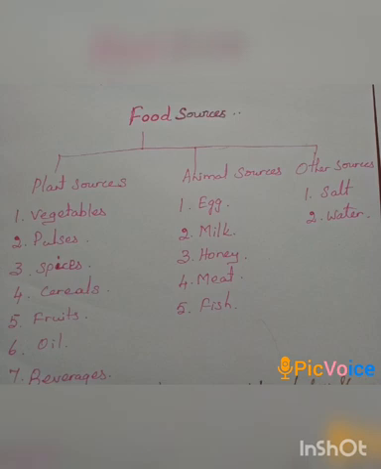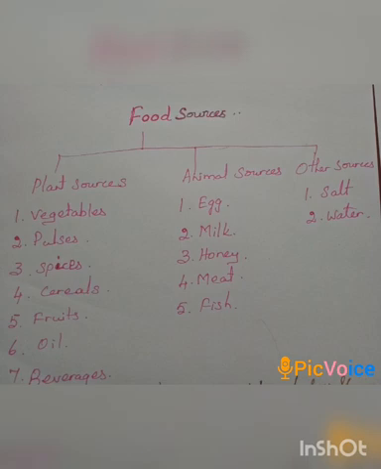The next one, beverage. Beverage means any drink other than water, like coffee and tea. Tea is obtained from the leaves of the tea plant and coffee from the beans of the coffee plant. The last one, sugar. We obtain it from sugar cane and sugar beet. Sugar gives us energy to do work. These are plant sources.